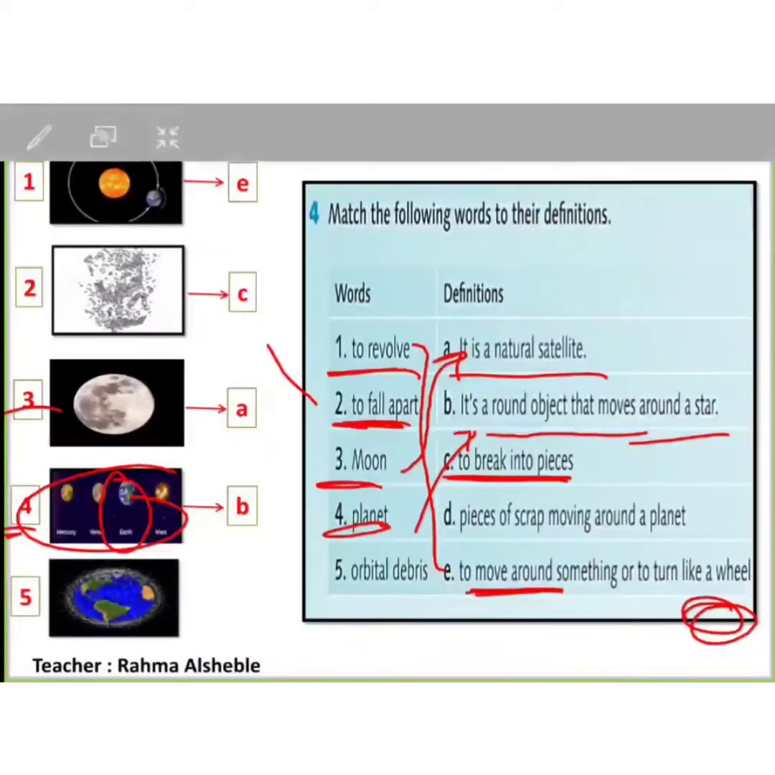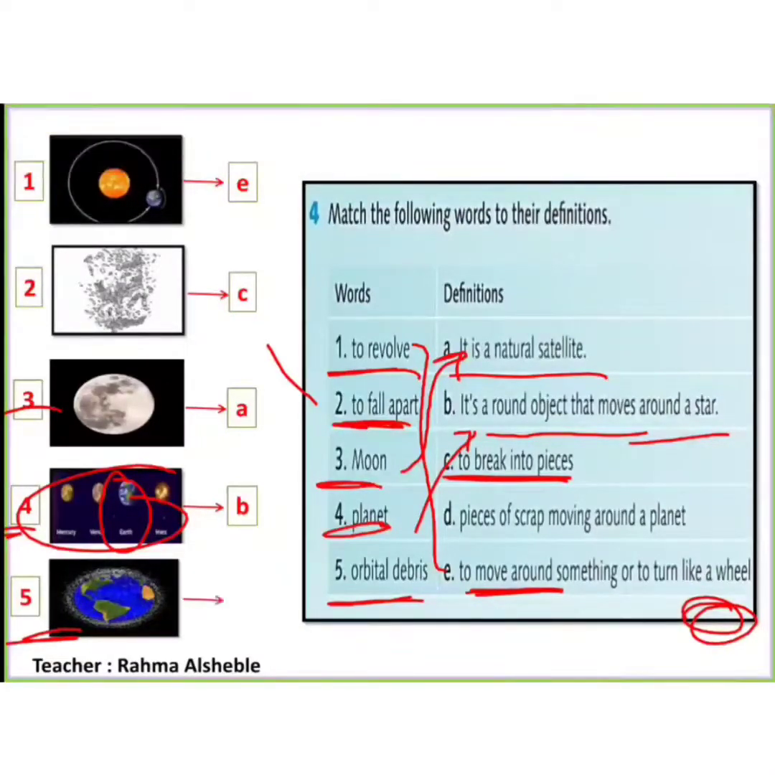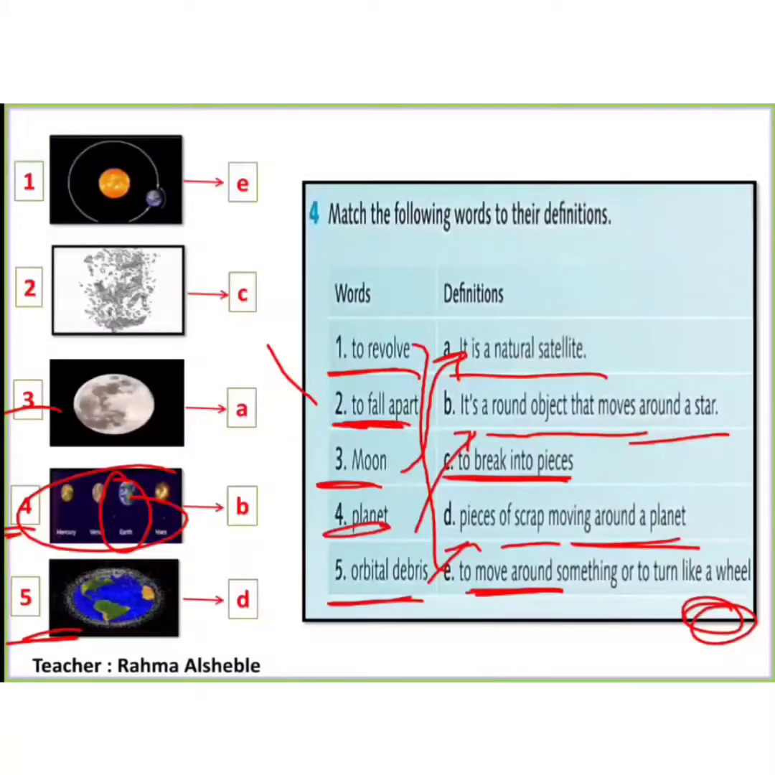Next, number 5 is orbital debris. Look at this picture. Orbital debris, which is what we said about it. The answer, its definition, is D: pieces of scrap. Scrap, we said, is rubbish, something that we don't want, moving around a planet. Now we have finished question number 4.